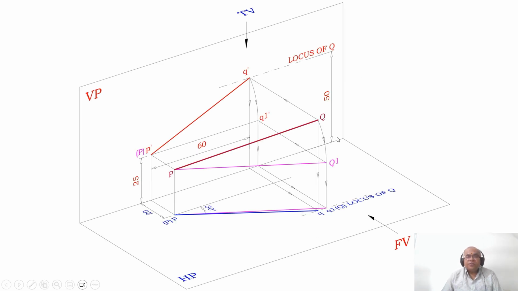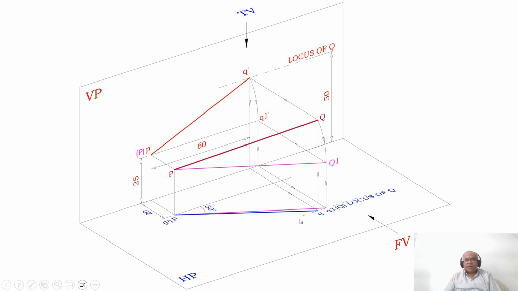Now, as we rotate this and look from the top view, that has been projected onto the horizontal plane. You know that this angle is 30 degrees, so both these two lines are going to intersect at this point. You mark this point as Q1. Since this line is parallel to HP, you are getting the true length. So you mark this as Q, and you will also get the locus of Q.